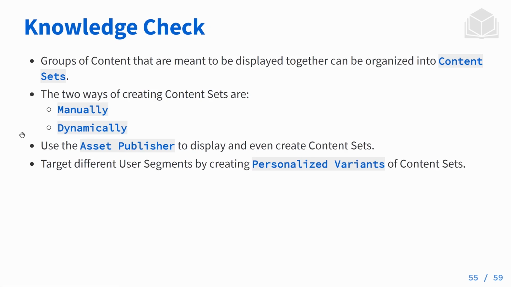So groups of content that are meant to be displayed together can be organized into content sets. There are two ways of creating content sets, either manually or dynamically. Next up, use the asset publisher to display and even create content sets. Target different user segments by creating personalized variants of content sets.